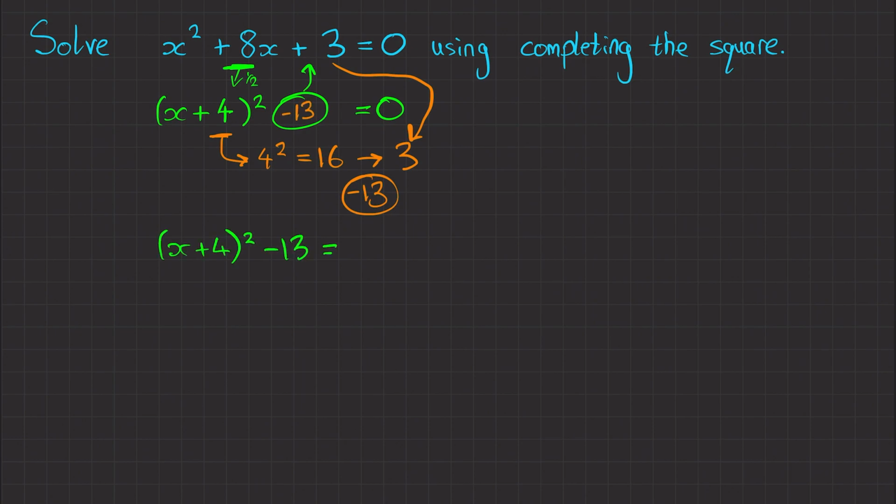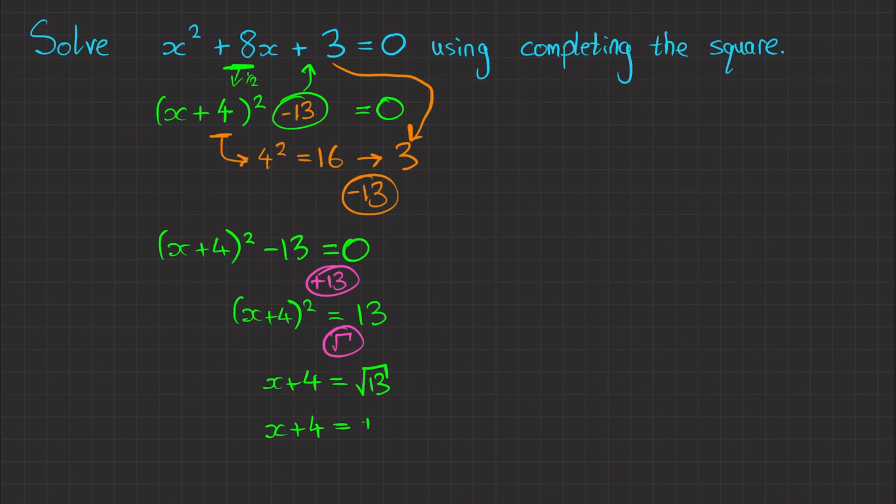I'll rewrite that. We can now solve this. So our first step, we want to add 13 to both sides to give us x plus 4 all squared equals 13. Square root both sides, which will give us x plus 4 equals the square root of 13. We're going to leave it in the accurate root 13 format. So on the next line, I'm actually going to write x plus 4 equals, we're going to have a positive and a negative value of root 13. Our next step then must be to take away 4 from both sides. That will give us x equals minus 4 plus or minus root 13. And that's actually our final answer.